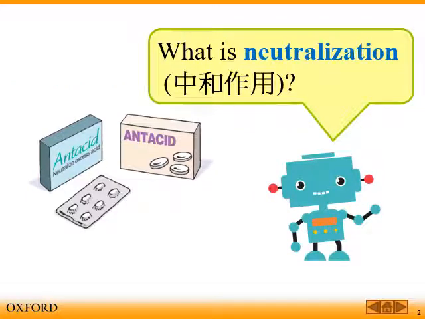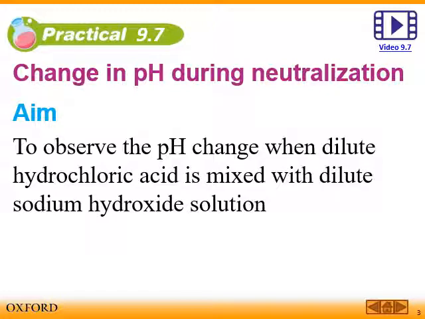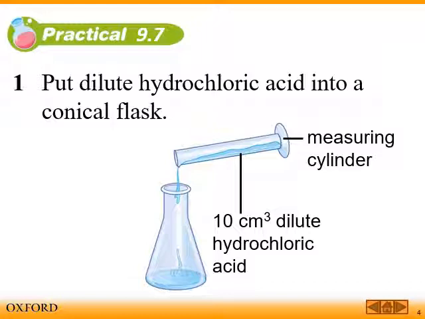So what is neutralization reaction? Neutralization actually is a chemical reaction, 化學反應. When a chemical reaction happens, new substances are formed. In this experiment, we'll look at the change in pH during neutralization. So please watch the video of this experiment. Observe the results.